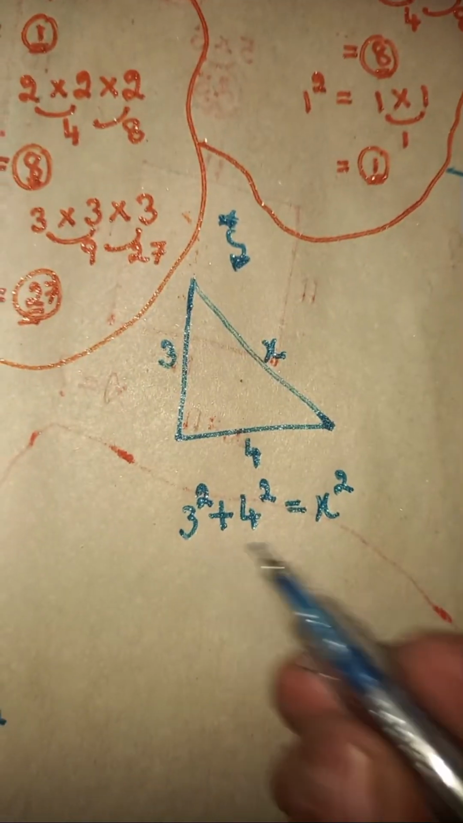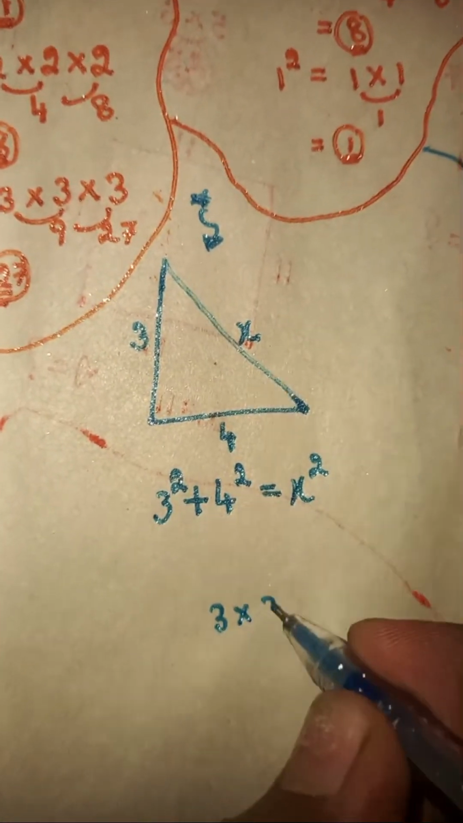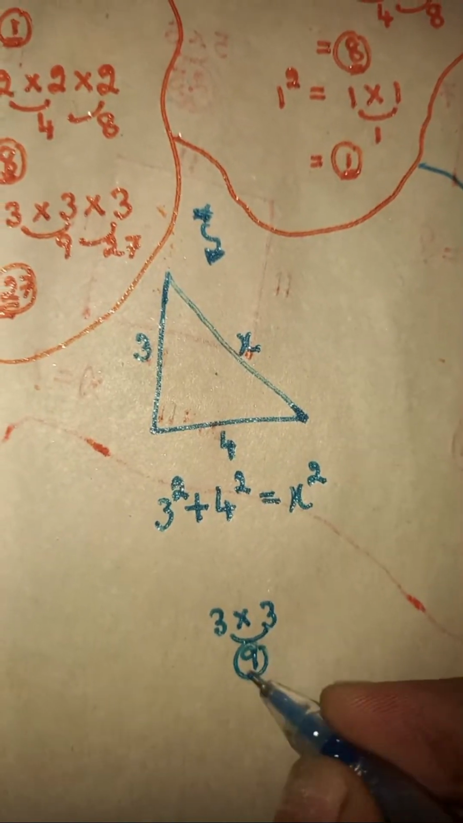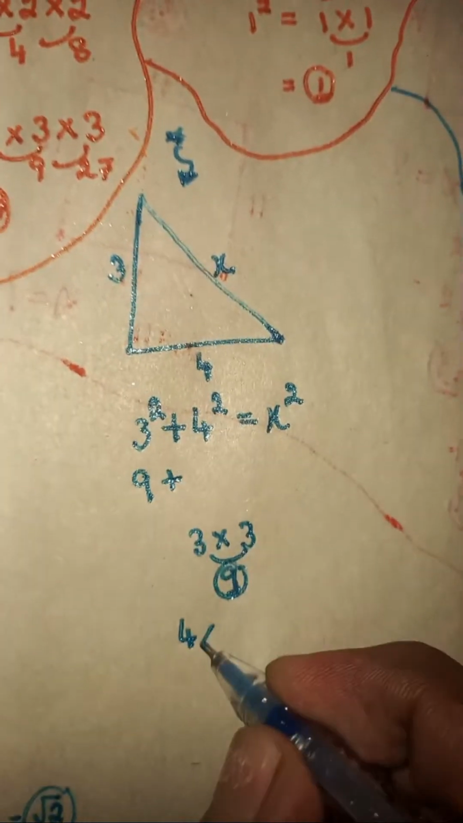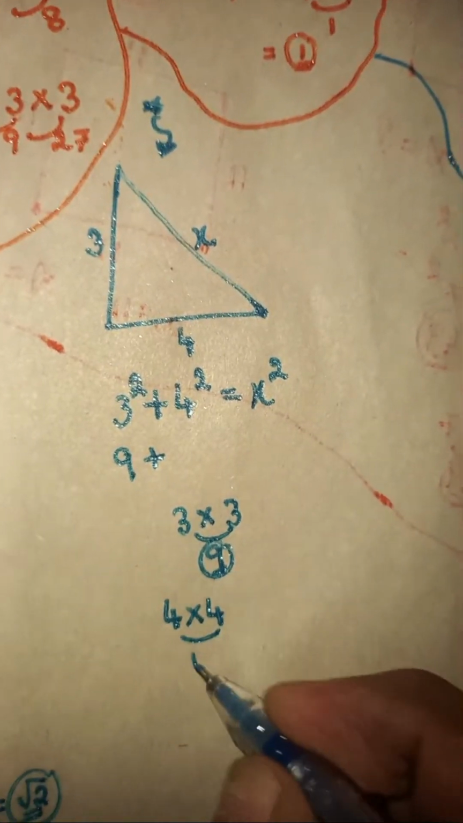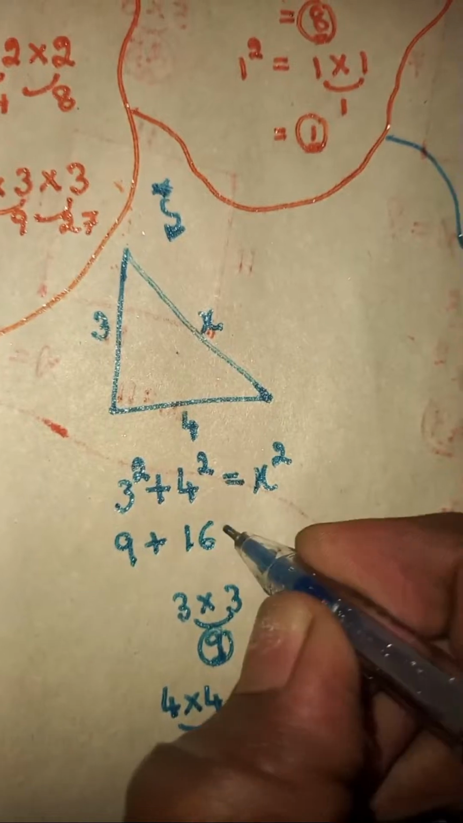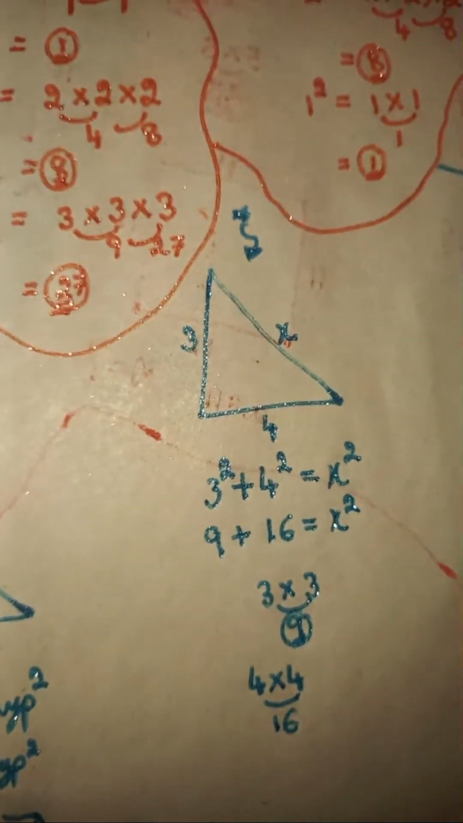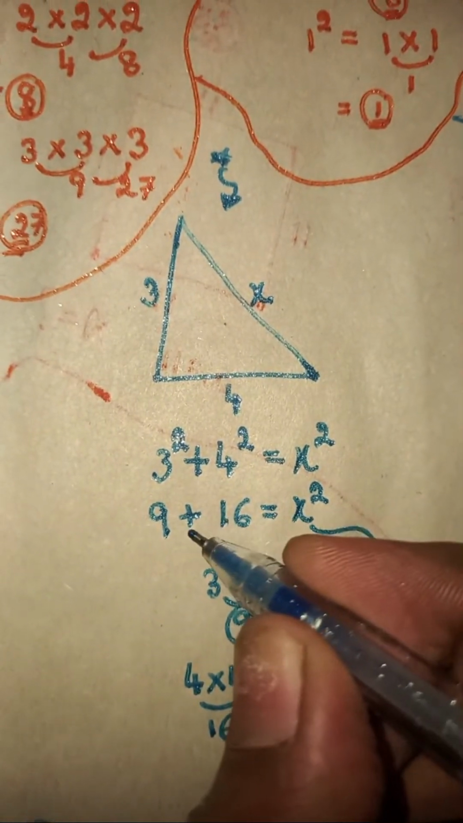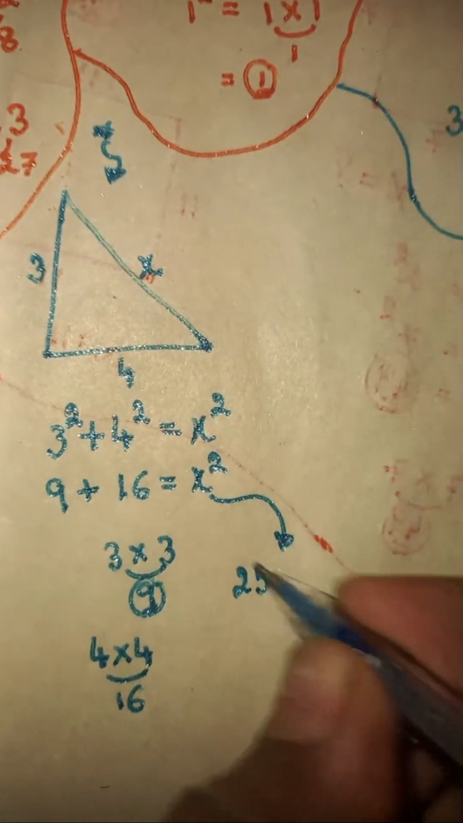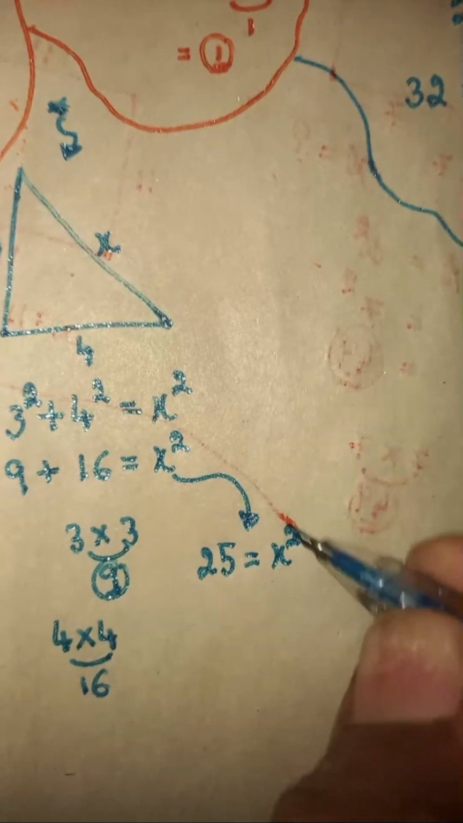Now you can find out 3 squared means 3 times 3, which is 9. So this 3 squared becomes 9. 4 squared means 4 times 4, which is 16. So this becomes 16, equal to x squared. Let's continue the equation here. 9 plus 16 is 25. 25 equals x squared.